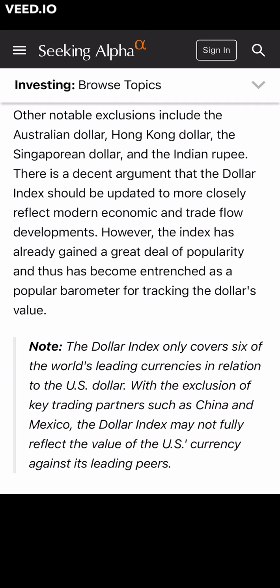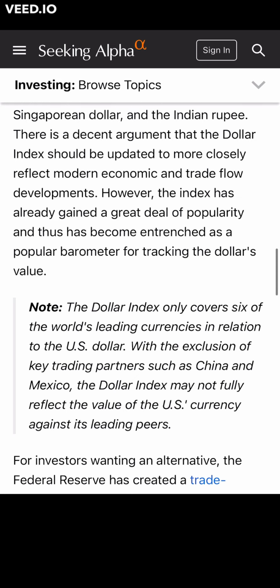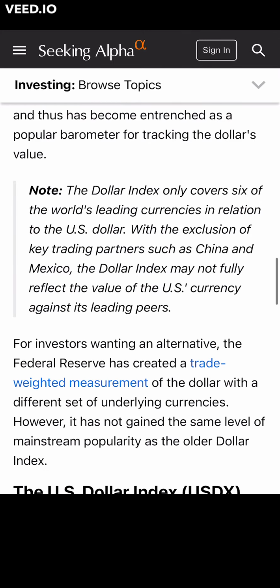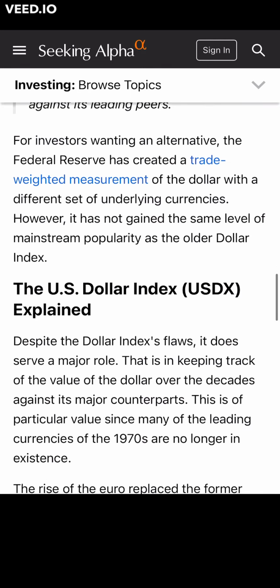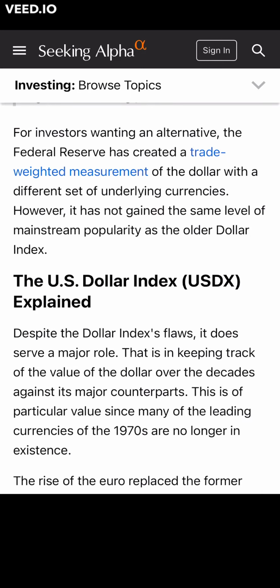There is a decent argument that the Dollar Index should be updated to more closely reflect modern economic and trade flow developments. However, the index has already gained a great deal of popularity and thus has become entrenched as a popular barometer for tracking the dollar's value. For investors wanting an alternative, the Federal Reserve has created a trade-weighted measurement of the dollar with a different set of underlying currencies. However, it has not gained the same level of mainstream popularity as the older Dollar Index.